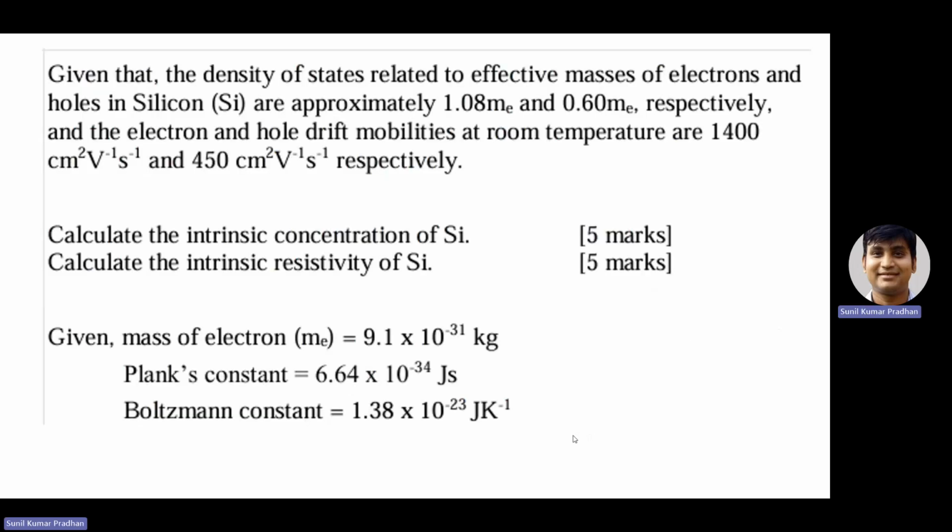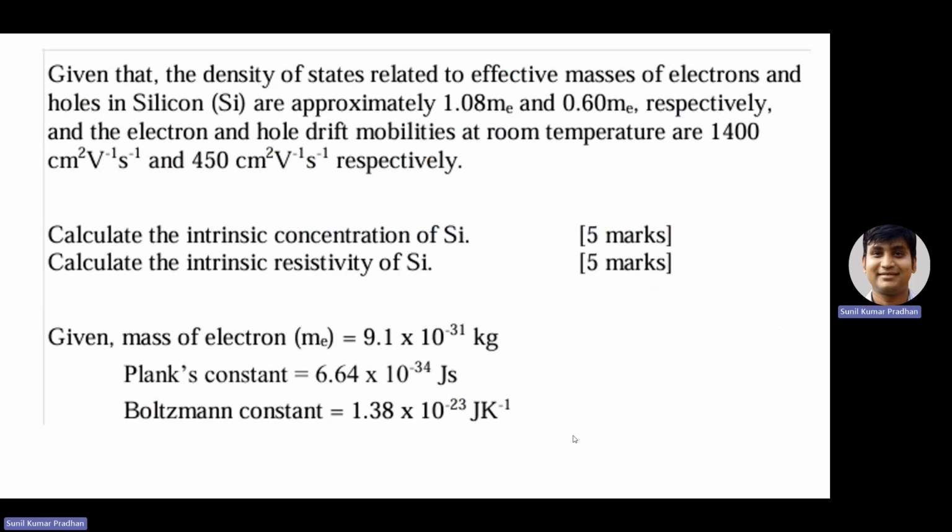Second question. Given that the density of states effective masses of electrons and holes in silicon are approximately 1.08 m0 and 0.60 m0, where m0 is nothing but the mass of an electron, and the electron and hole drift mobilities at room temperature are 1400 centimeters squared per volt second and 450 centimeters squared per volt second. Then calculate the intrinsic concentration of silicon and then calculate the intrinsic resistivity of silicon.